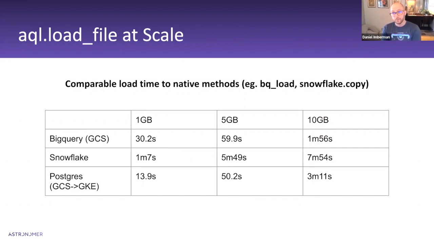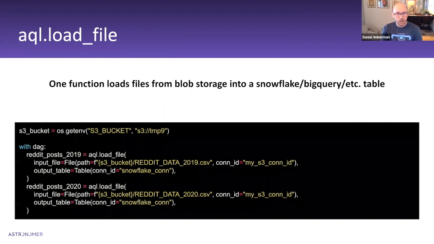In customer interviews, people often said that they pretty much max out about 5 gigabytes per DAG run. So we tested it at 10 gigabytes, and we found pretty comparable results to using the native methods, things like BQ load or the Snowflake copy function. So we're pretty happy with these results, where you can get a 5 to 10 gigabyte pipeline running on a pretty regular cadence, and this will not be a major source of slowdown.